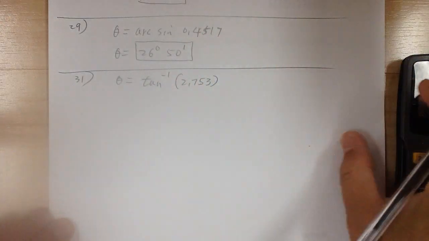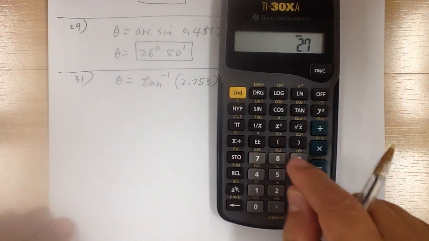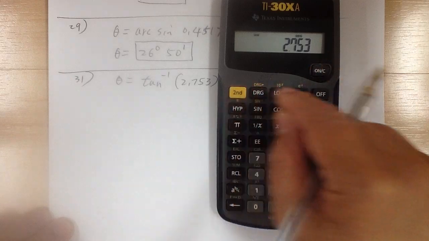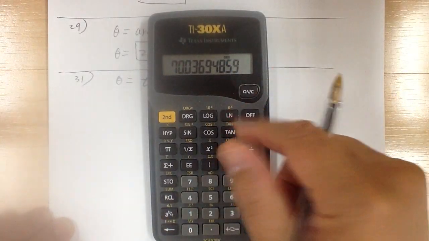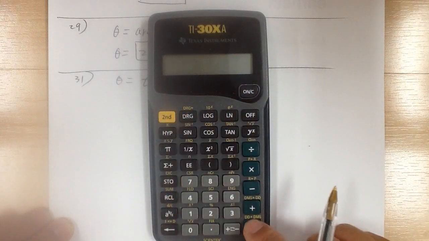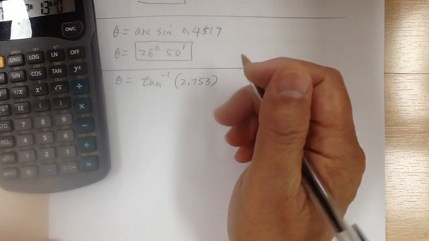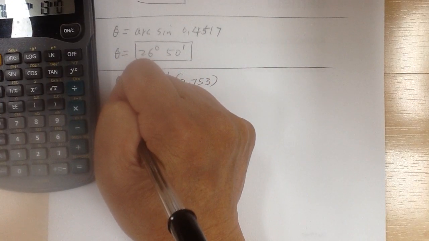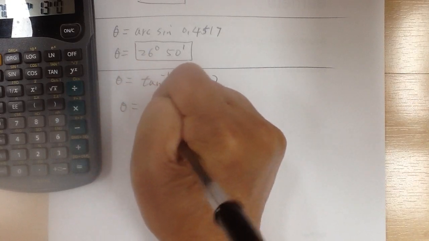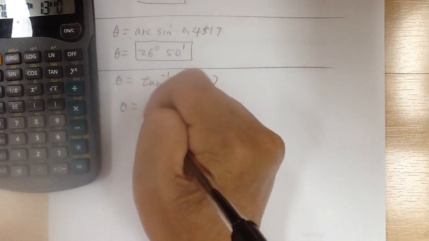2.753 to the nearest minutes. Okay, so again, you start with 2.753, you go second 10, and then that's your degree, and then you convert into DMS to the nearest minute. Okay, nearest minute. So you got theta equal to 70 degrees. Nearest minutes would be 0.2 minute.